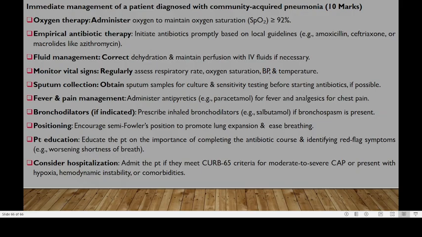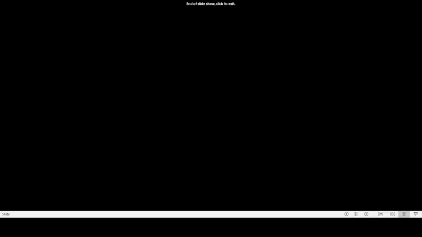Immediate management: you provide oxygen, empirical antibiotics, fluid management, monitor vital signs, sputum collection, fever and pain management, bronchodilators if used, positioning, educating, and consider hospitalization if the patient meets the criteria for severe to moderate community-acquired pneumonia.